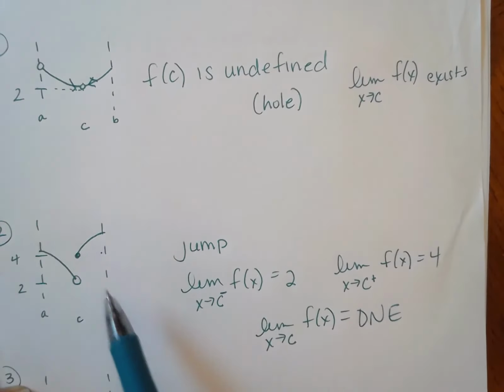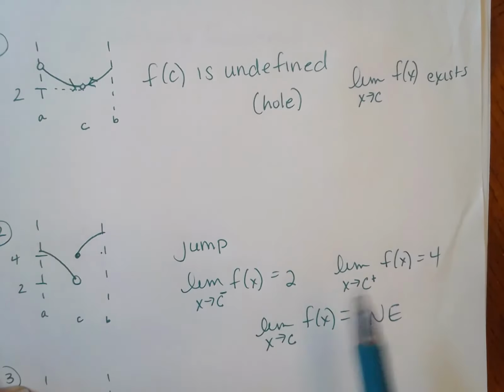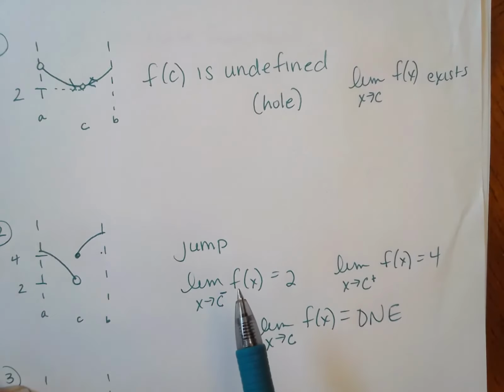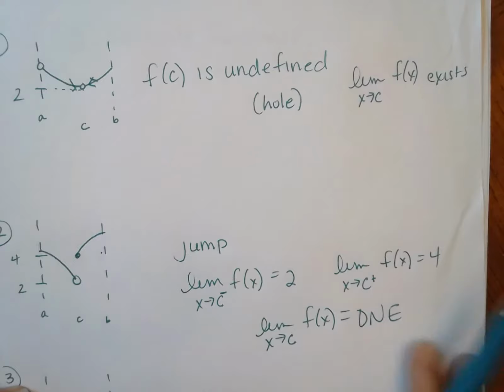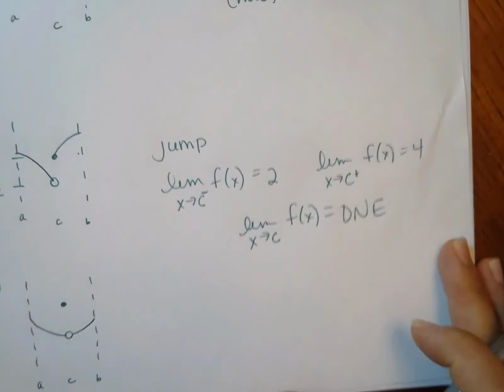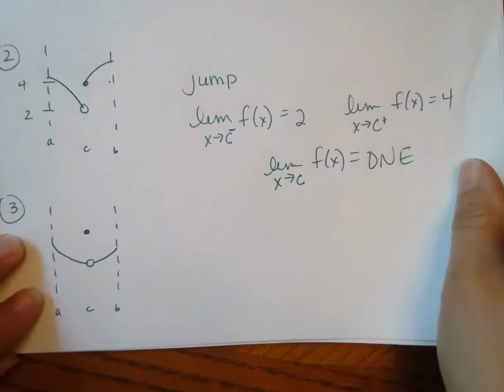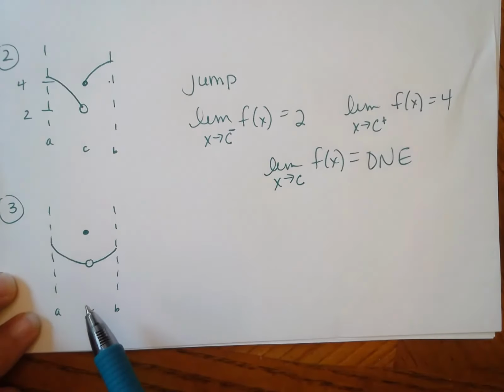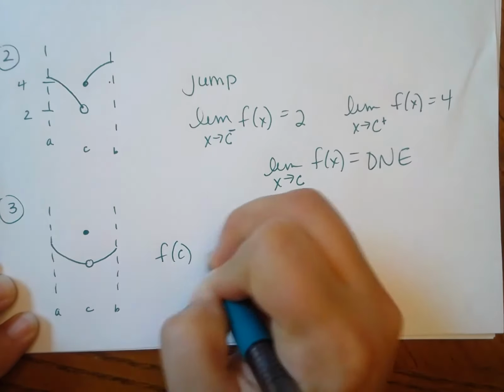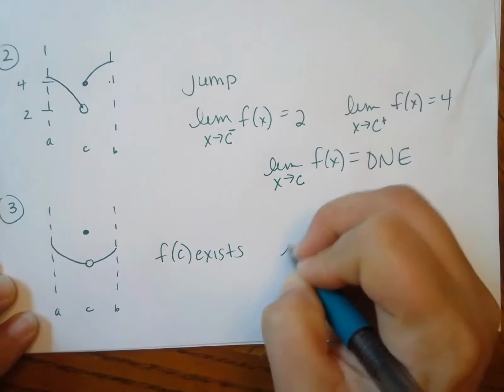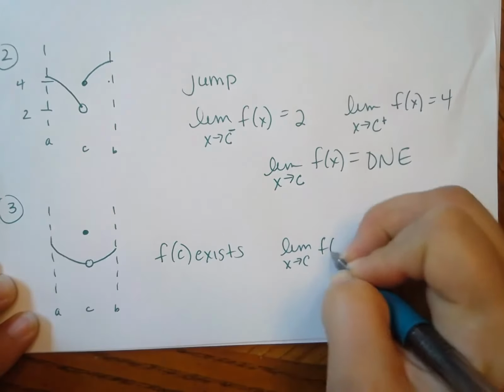If I'm trying to show a jump, then I show that the right and the left hand limits exist, they approach a specific number, they just don't match. And then my last situation I have a discontinuity picture is kind of like the first picture where I have this place that's undefined, except for actually f of c is defined, right? It's just not there. And so we have this place where essentially we have f of c existing, and we also have the limit as x approaches c of f exists.